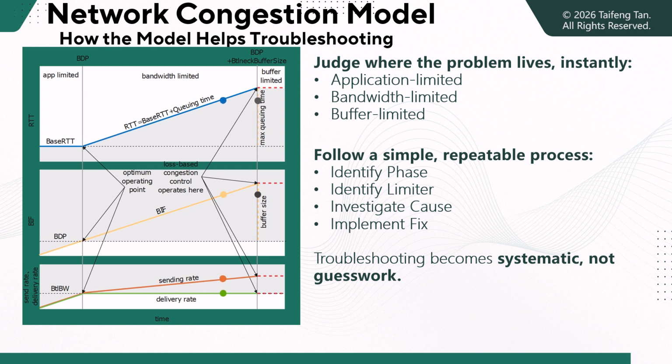Whenever you analyze a slow transfer, follow a simple and repeatable process. Identify the phase. Identify the limiting factor. Investigate the root cause. Implement the fix. Once you do that, troubleshooting becomes systematic instead of guesswork. For the detailed step-by-step methodology, we can't cover it all in this video. Stay tuned for future episodes.